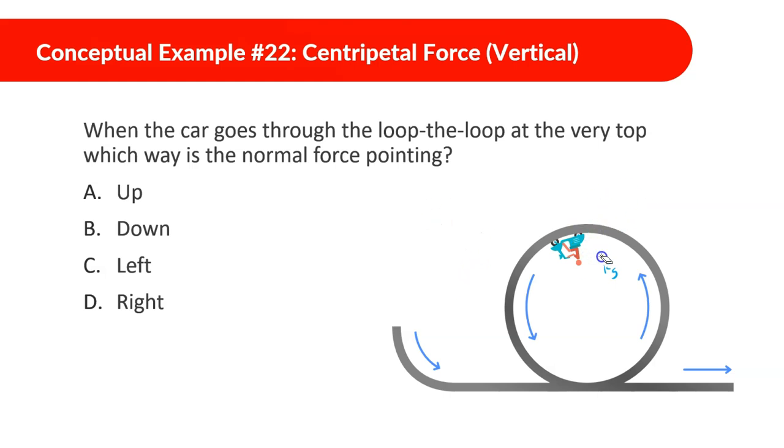So if we see that the ground that it's in contact with is right here, that means, yes, we have force of gravity going down, but the contact force is also pointed downwards. Okay, so it's going to be down.